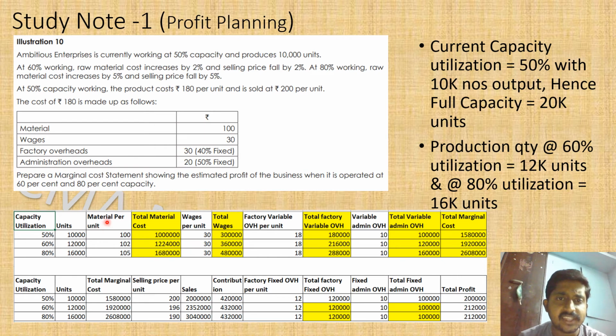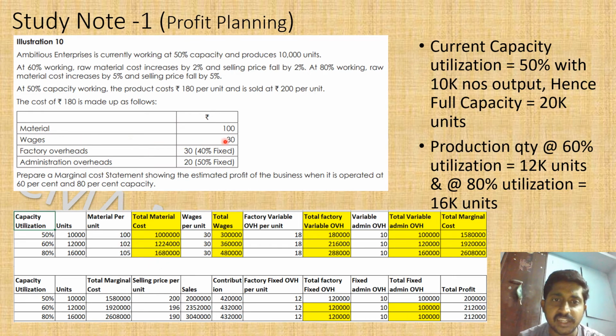Material cost, yes, we have the data. 100 rupees is the material cost in case 1. In case 2, the material cost increases by 2 percent, so it becomes 102. In the 80% case, the material cost increases by 5 percent, so 100 rupees becomes 105. What will be the total material cost? Material cost per unit multiplied by the number of units sold. So 10,000 multiplied by 100, 12,000 multiplied by 102. So the total material cost is calculated here.